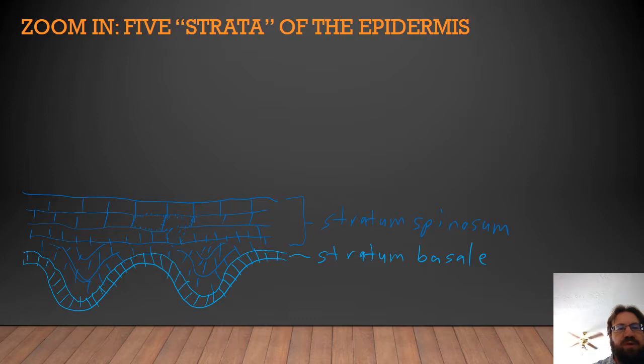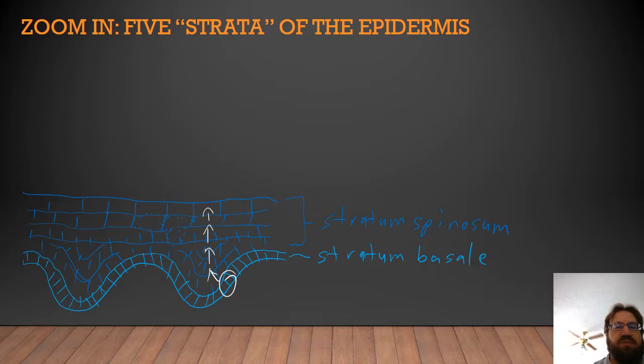At this point, as we're moving from the stratum basale up through the stratum spinosum, as I mentioned, the stem cells of the skin are down here in the stratum basale, and so as they divide, their daughter cells move up into the stratum spinosum, and so what we have here is a constant movement of cells up toward the surface of the skin.